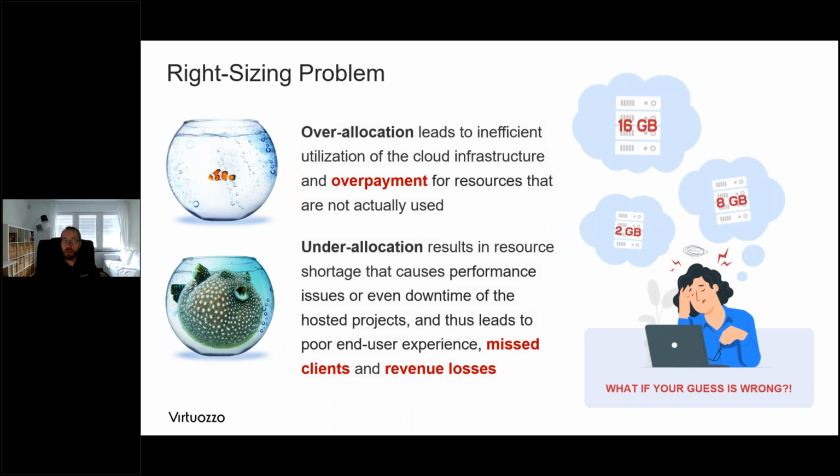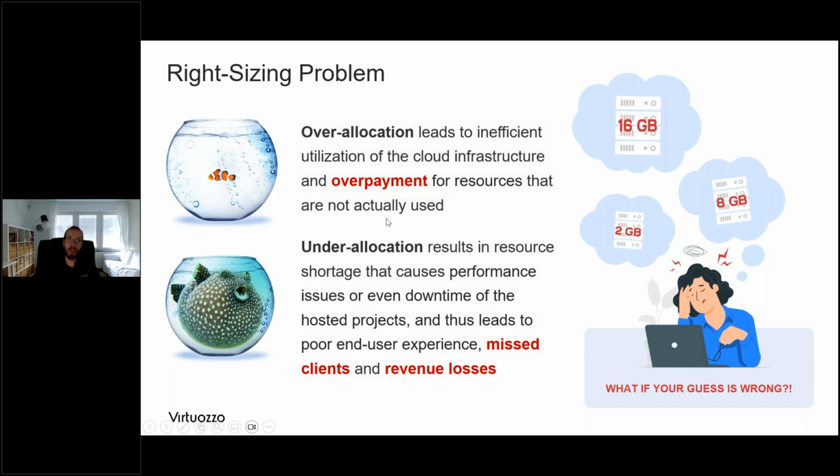So what do containers solve in this case? Mainly the right-sizing problem, because there are typically two scenarios, over-allocation and under-allocation. Over-allocation usually leads to very inefficient utilization of infrastructure and overpayment for resources that you never use. Like in this example with the fish. It's a very small fish. It has a lot of water, but probably doesn't need it. But you need to pay for this water.